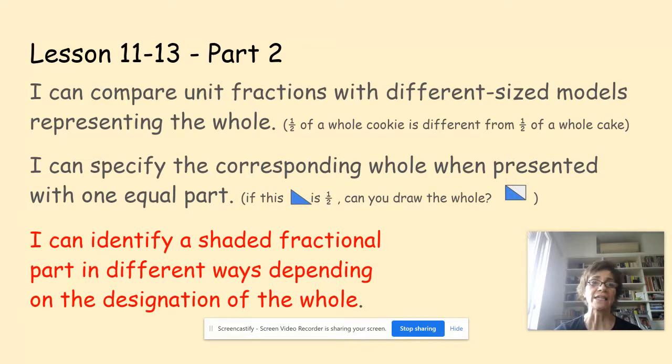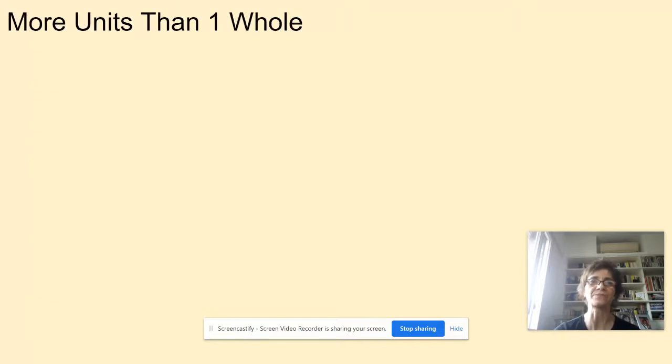Okay, and the third thing that we're going to look at, which is a little bit tricky, is I can identify a shaded fractional part in different ways depending on the designation of the whole. Now, this is a little bit tricky. We're going to look at it today in this lesson. And we're going to see how a shaded part is different depending on what we designate, what we consider the whole. Okay, but we'll see it in more detail.